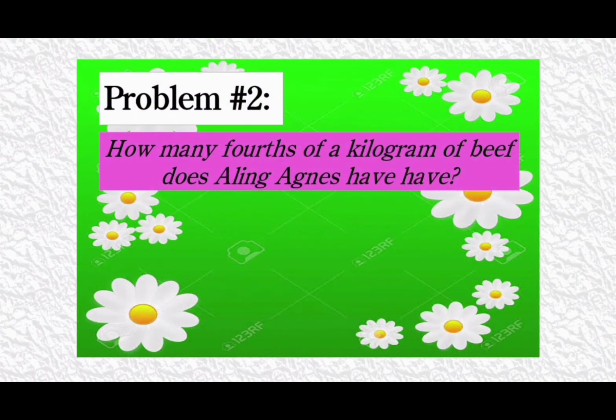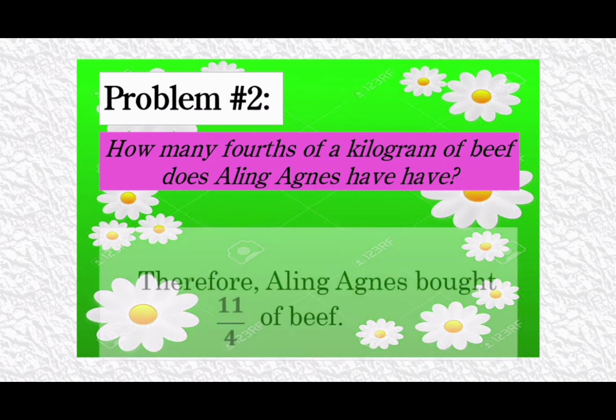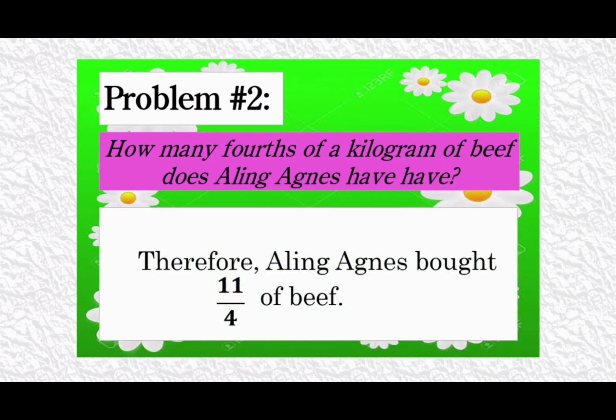Back to our problem number 2. How many fourths of a kilogram of beef does Aling Agnes have? Since our answer is 11/4, therefore, Aling Agnes bought 11/4 of beef.